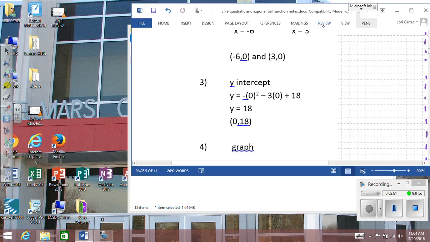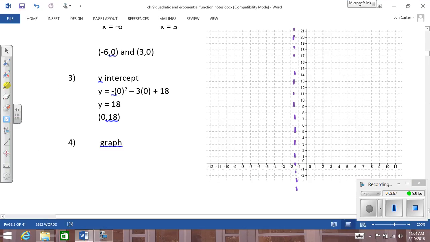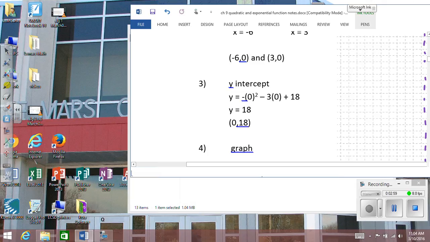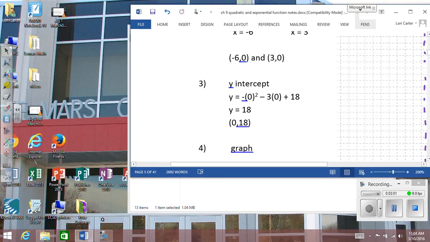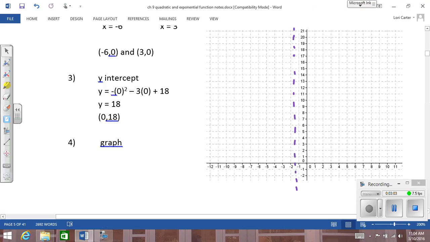Let's write all the numbers on the axis of symmetry. It's right down here. So, x equals negative 1.5.